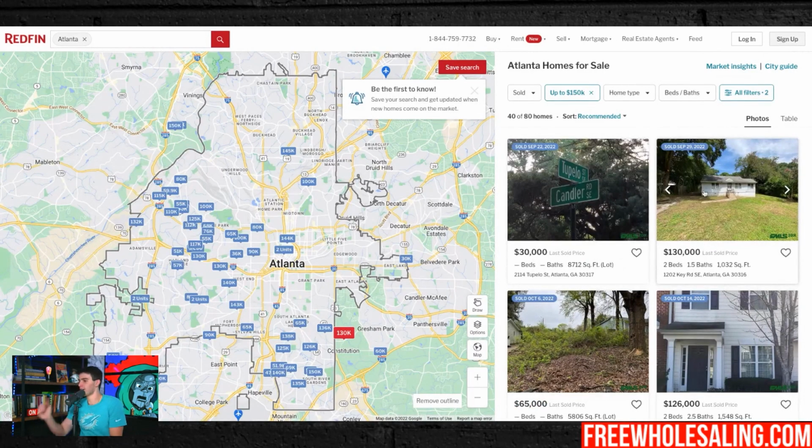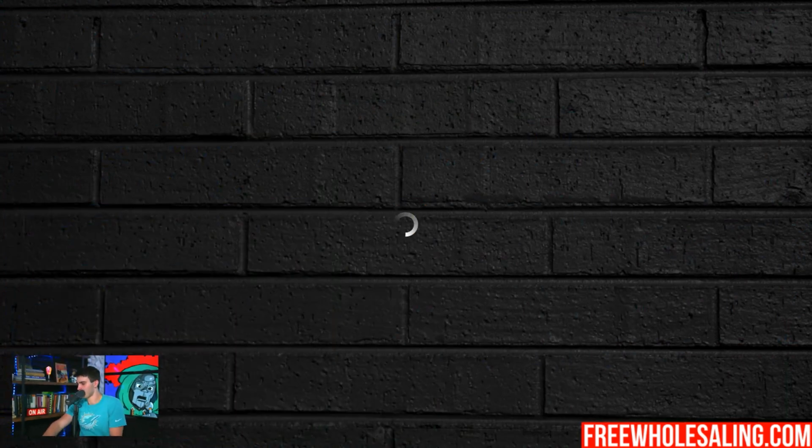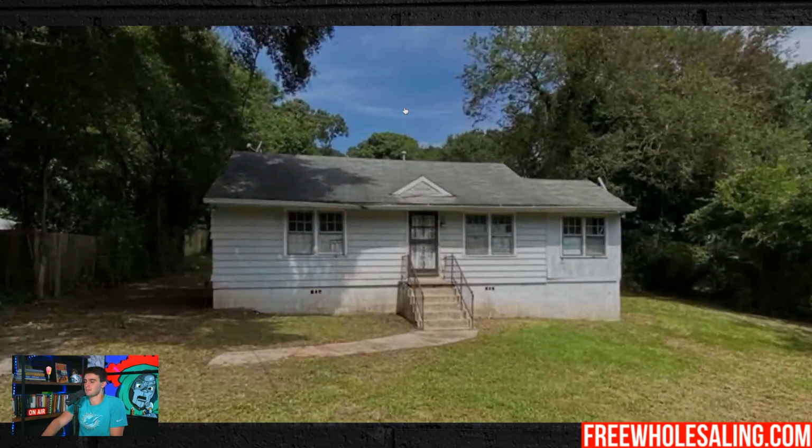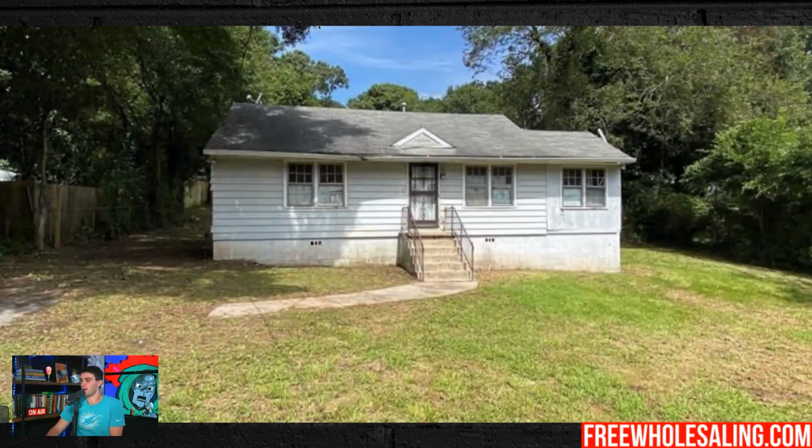So if I go right here, I clicked on that property, and it popped up this address. This address was 1202 Key Road, Southeast in Atlanta. Guys, this looks like a good investment home, right? That's all we can really guess on. We can't get exactly perfect with it, but we can guesstimate to a point. But yeah, this is absolutely free to do.